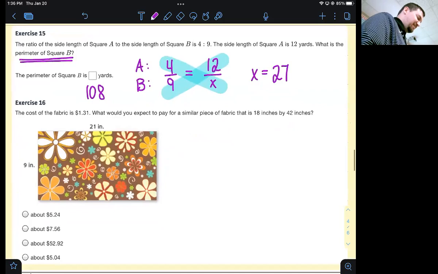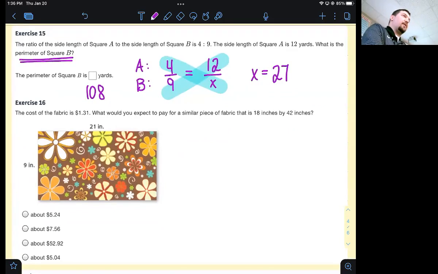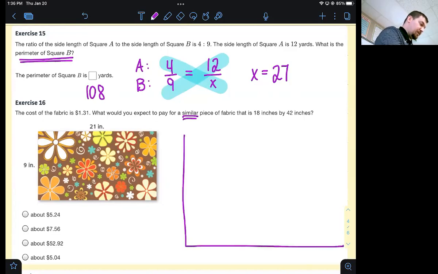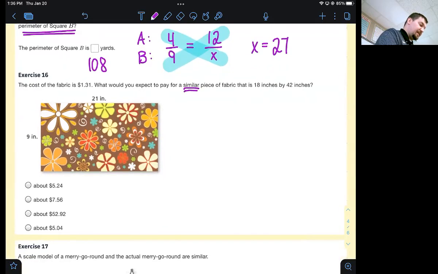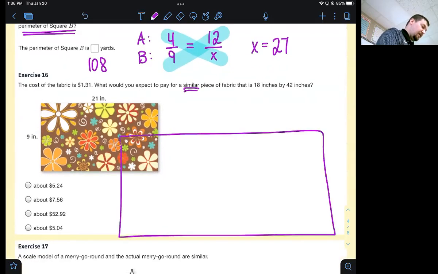All right, number 16. The cost of this fabric is $1.31. What would you expect to pay for a similar piece of fabric that is 18 inches by 42 inches? So the key word here that you may have overlooked is similar. And so if it's similar, that means it's going to be the same exact, not just a rectangle, but the same exact kind of rectangle, just in this case larger, because it went from 9 inches by 21 inches to 18 inches by 42 inches.